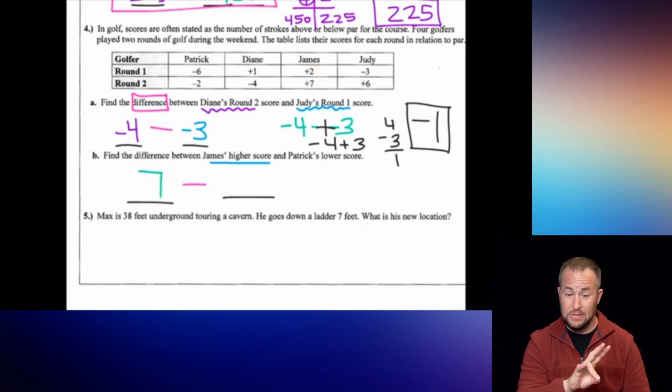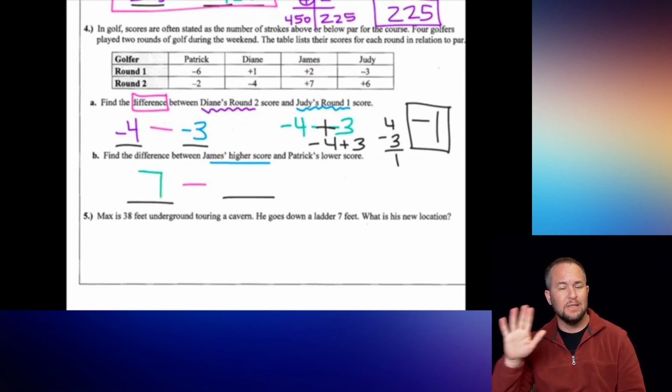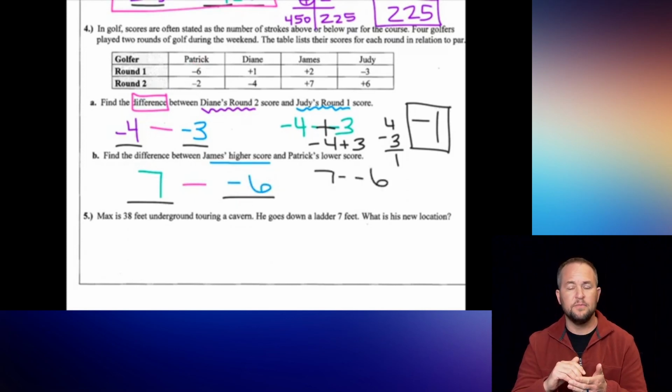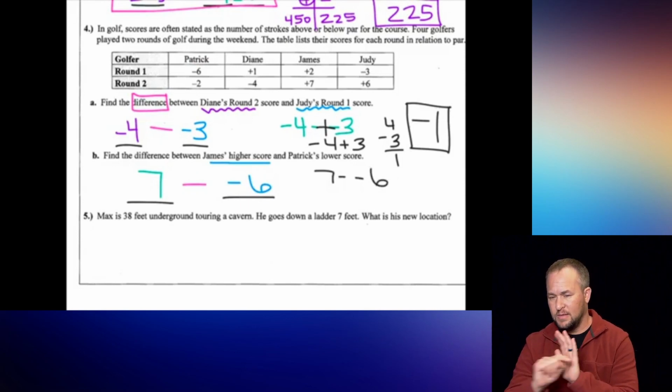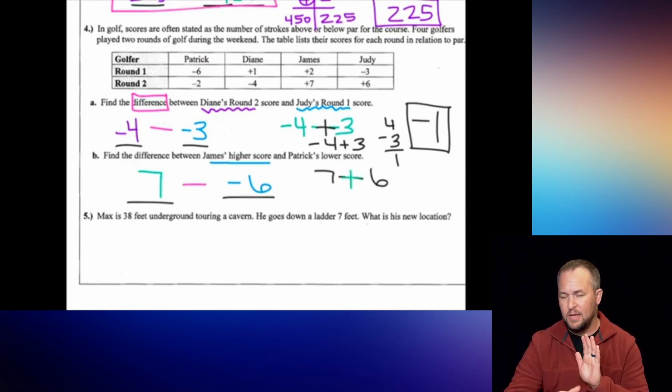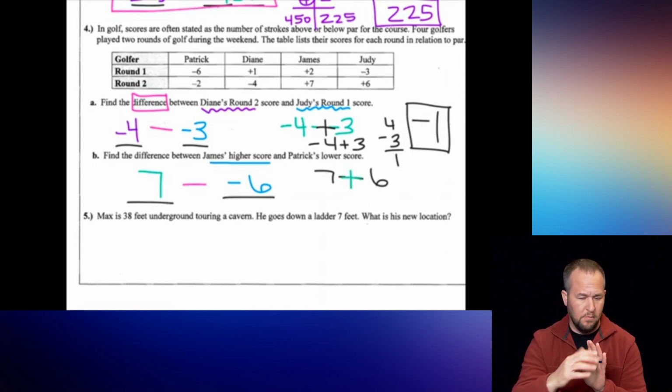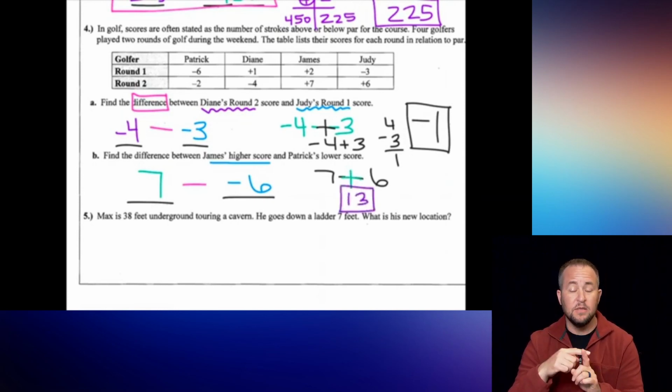So 7 minus, and then Patrick's lower score. We find Patrick. His lower score, his better score, is this round 1, so I'm going to plug in that -6 for Patrick. Once I create that expression, I'm going to rewrite it over here. So 7 minus a -6. I like seeing that clean original expression. I do know that if there is a minus a negative, I just make that a big plus sign. And the difference between those two scores is 13.